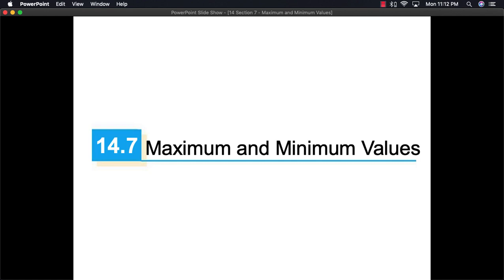Okay, maximum and minimum values. In this section, you'll find that much of what we do is very similar to what you did in Calculus 1 when you looked for maximum and minimum values before. But obviously, because we're dealing with three-dimensional shapes, surfaces, it does kick up the complexity a bit. So just keep in mind that there are some different elements, but be on the lookout for the similarities between this section and your Calculus 1 experience.